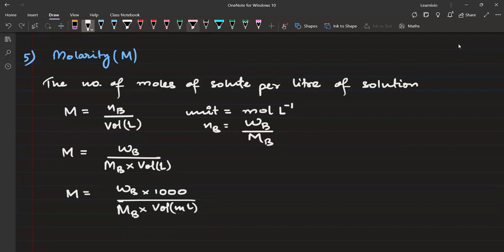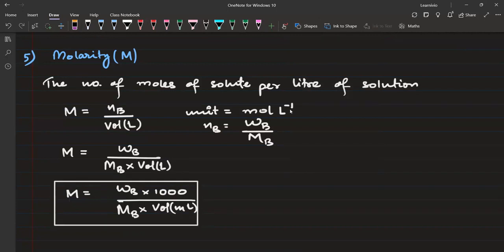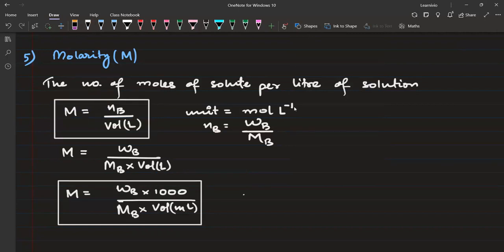So this is the formula for the molarity of a solution. You have to remember this formula, you can use it directly, but there is no choice. Okay, please write this down.